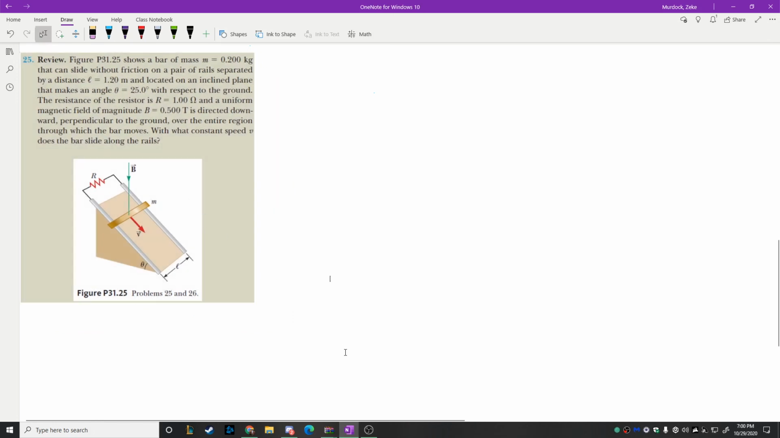This is related to something we did last time. We only have 10 minutes, so we'll just try to get through this relatively quickly. It's not that hard of a problem.